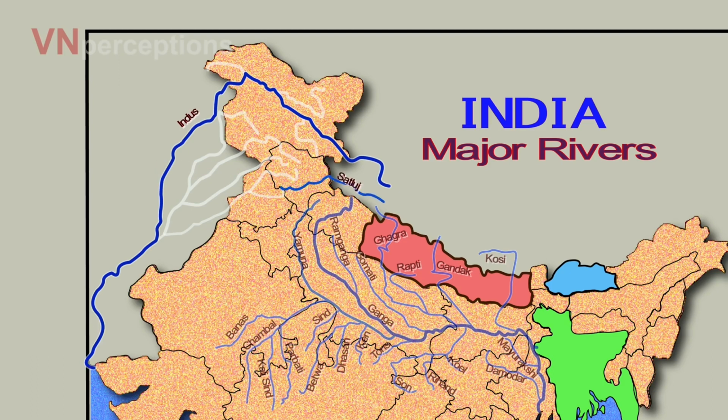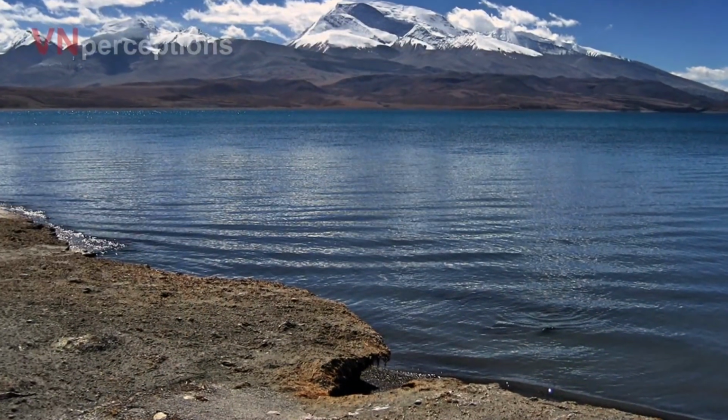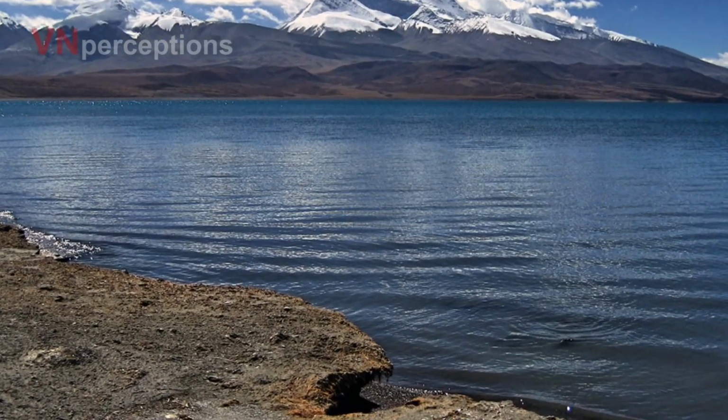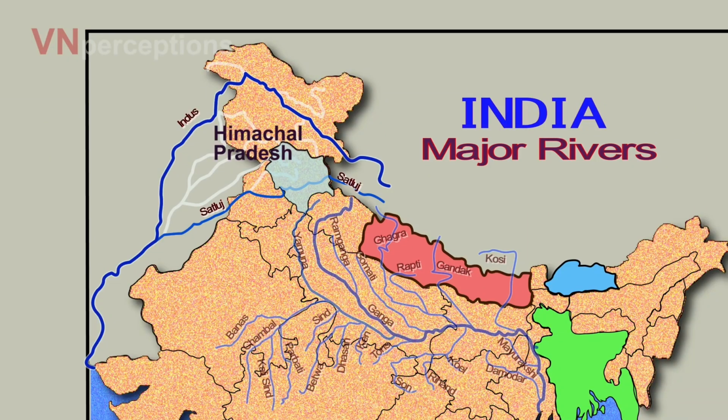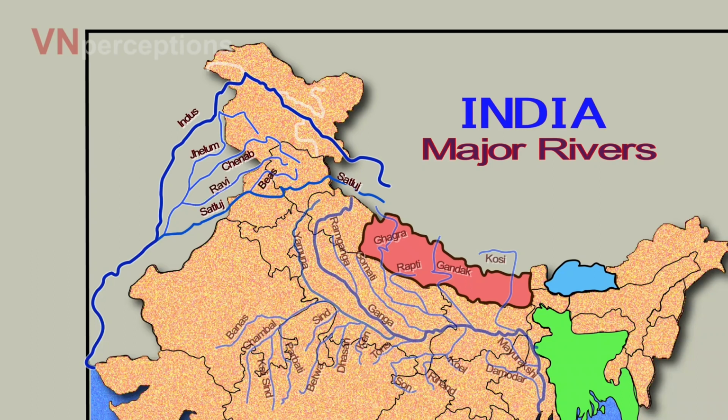River Satluj is the largest tributary of River Indus. It originates from Rakshasthal Lake in Tibet. This river flows through the states of Himachal Pradesh, Punjab and joins River Indus in Pakistan. The tributaries of Indus are Jhelum, Chenab, Ravi, Beas. And in the northern part, the tributaries are Shyok, Gilgit and Zanskar.